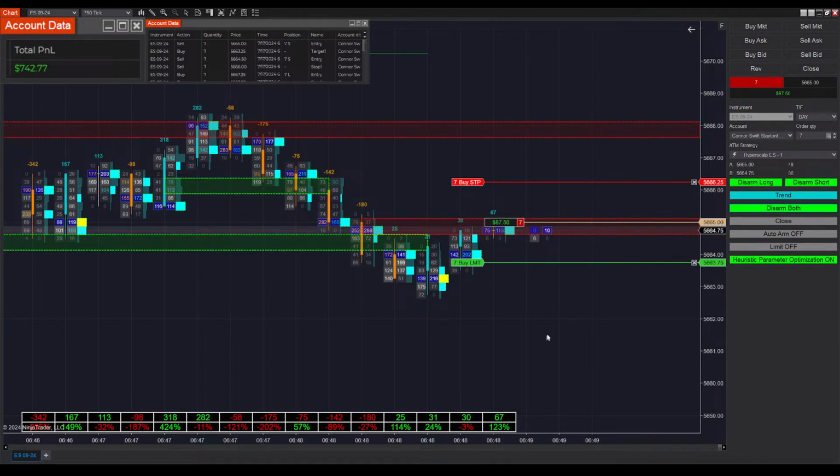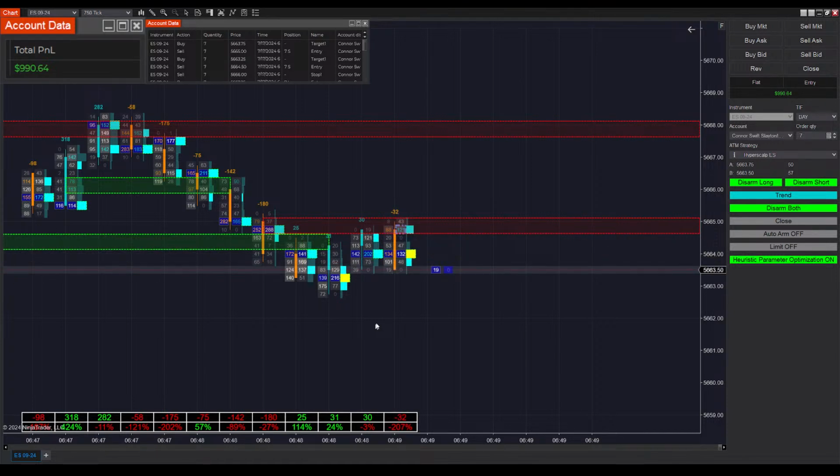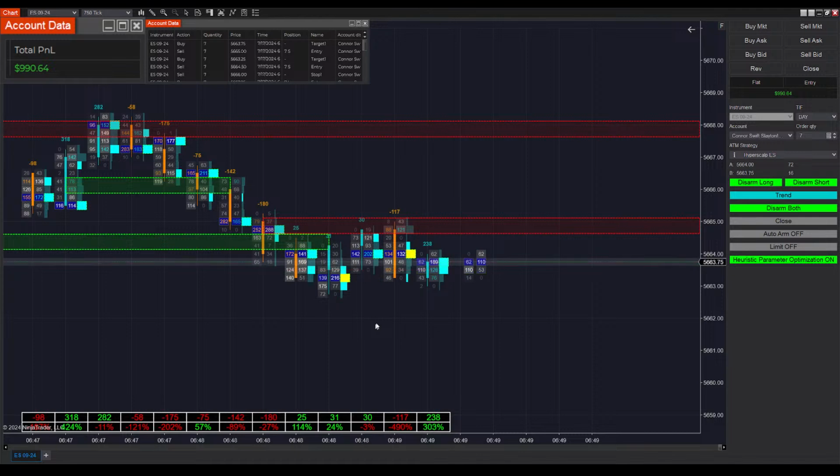Just got filled into a short position here. End up winning that one. Now we're back up to 1,000. Let's see if we can build ourselves a safety cushion of sorts. We're going to be switching back into regression here due to this chop around this zone.